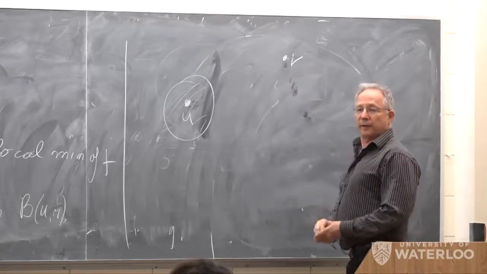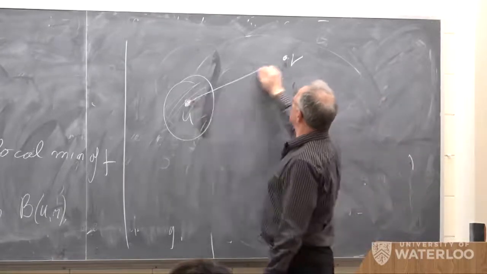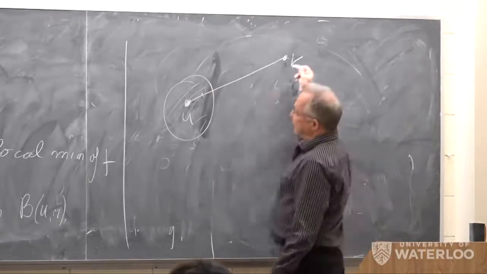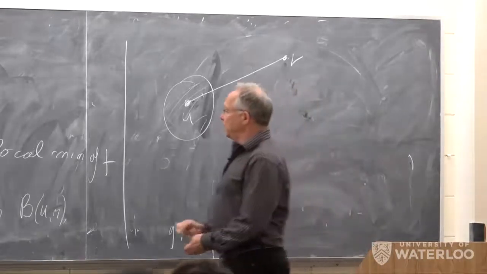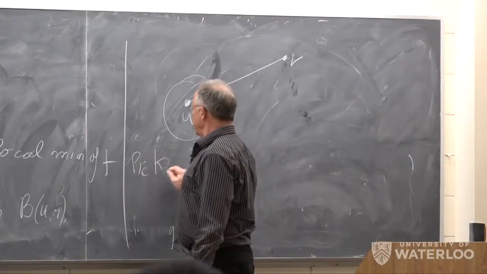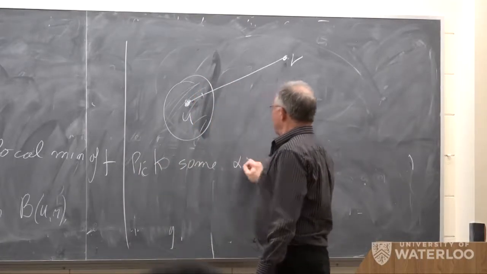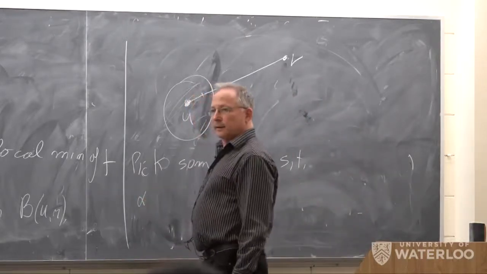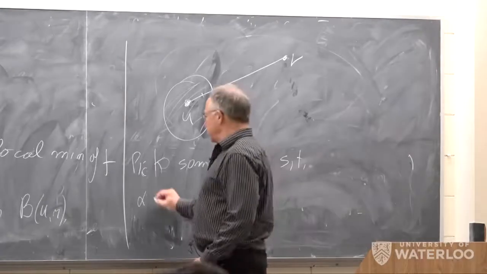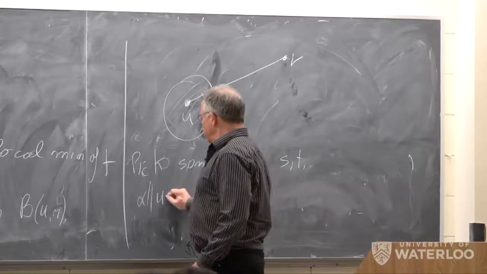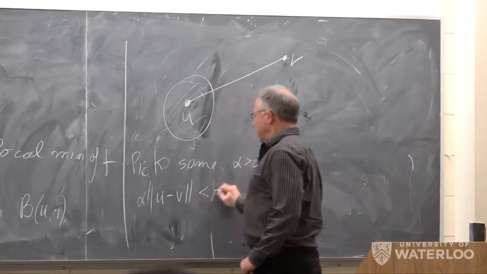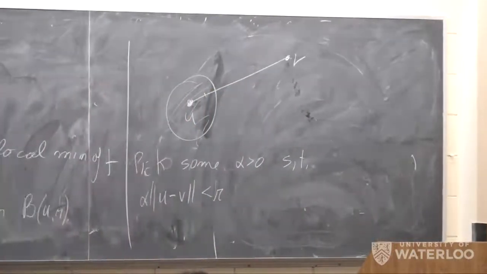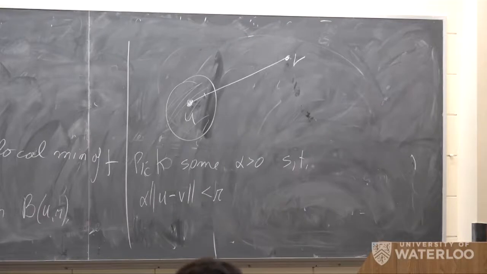So now I'm going to do a trick. I'm going to take the line that connects these 2 points and pick a point which is inside the ball. So what we do is we pick some alpha greater than 0 such that alpha times u minus v is less than r. So I want to push it towards the inside of the ball.